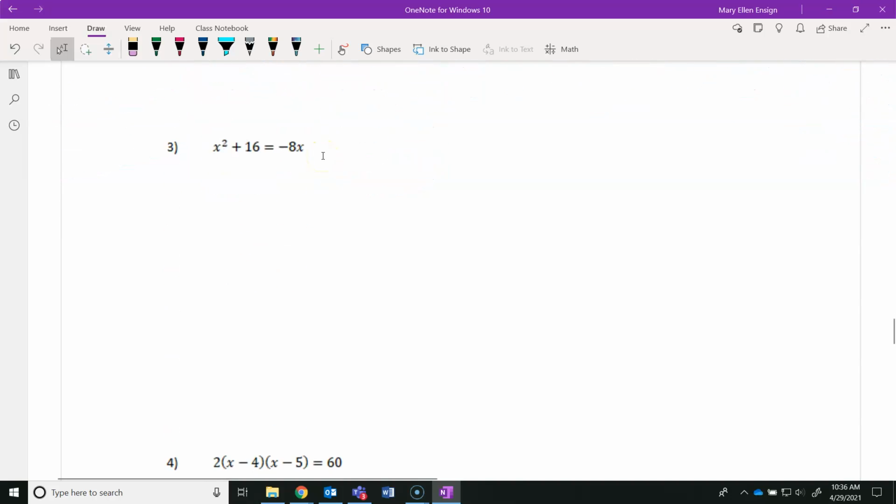Okay, so we have, let's see, 3 more problems like this. So why don't you go ahead and pause the video and try them, and then come back and check your answers. So you're going to set it equal to 0 first, then find A, B, and C, then substitute in.